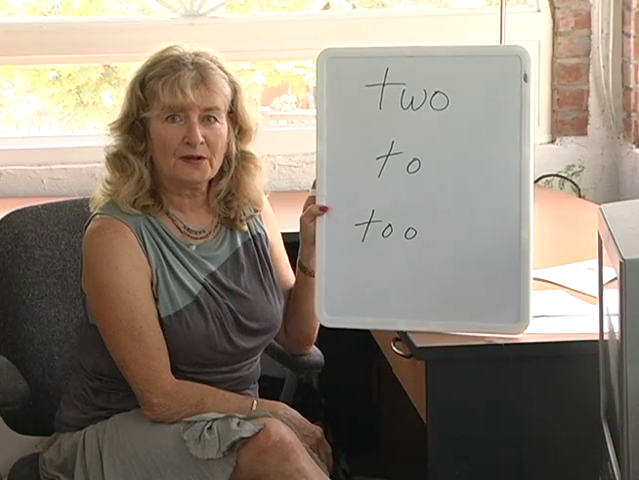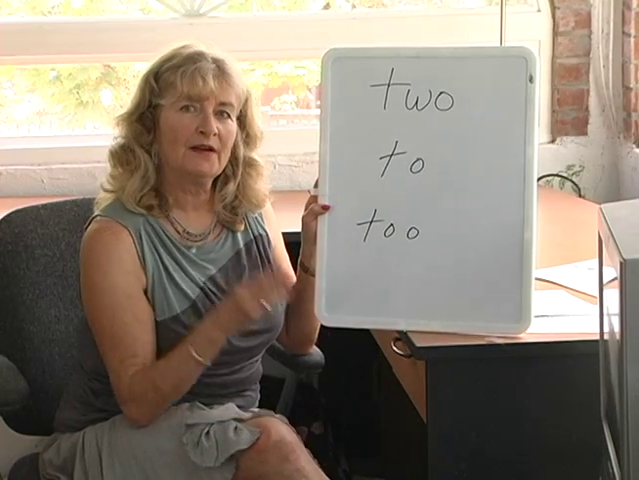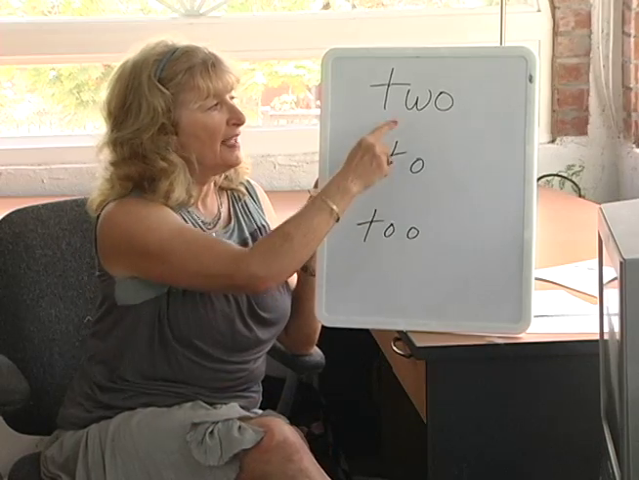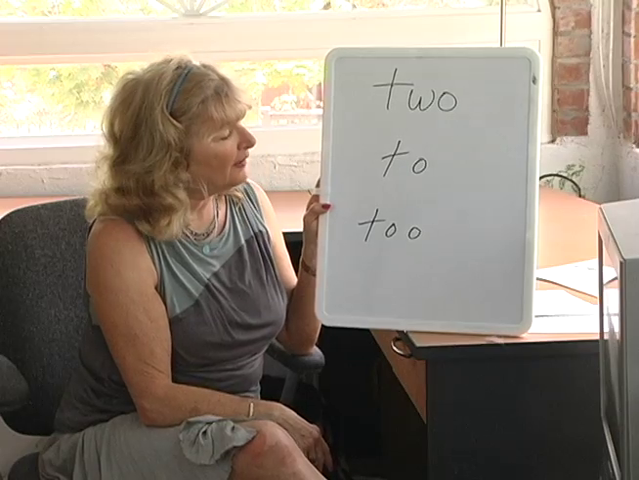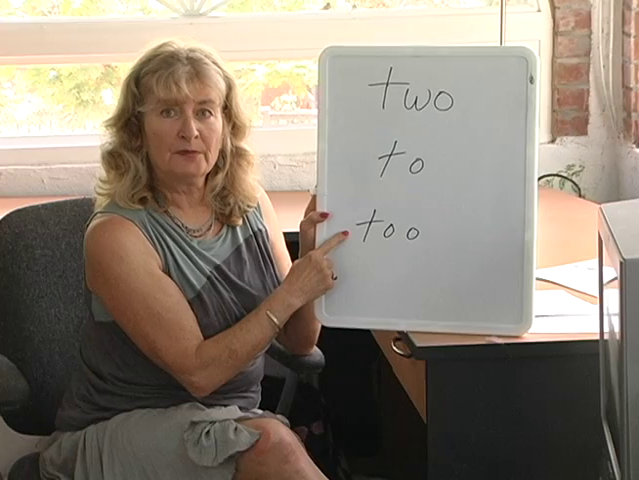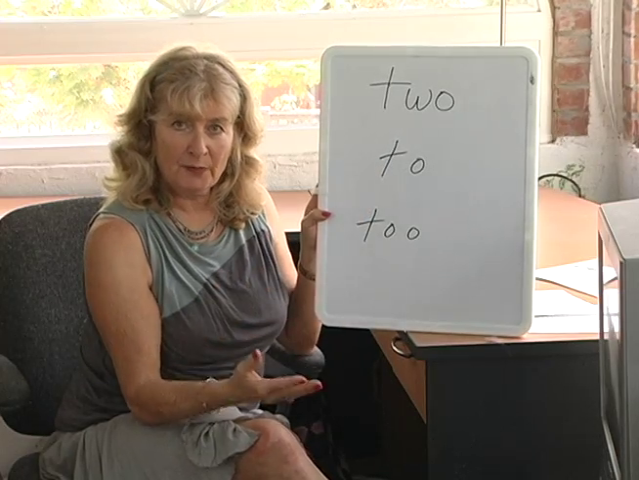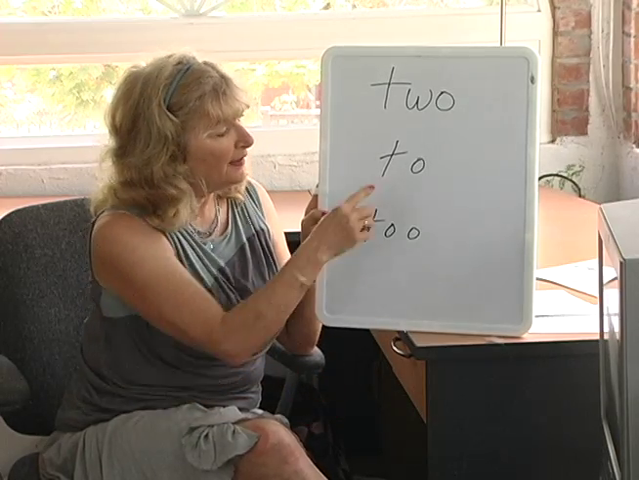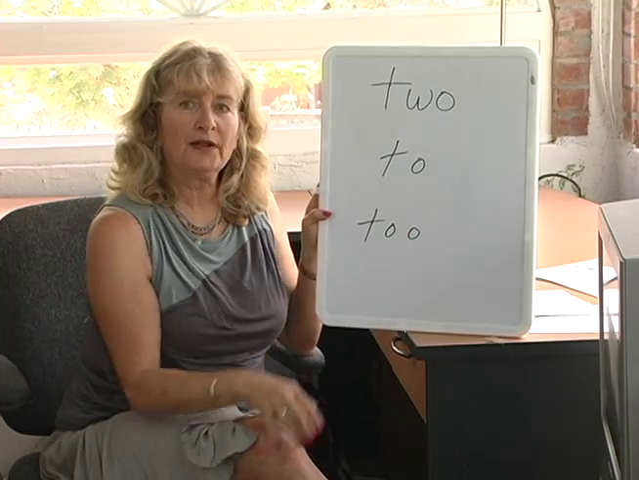Another confusing word for students is the word to. As you can see on the board, there are 3 different ways to spell the word to. My experience is that nobody has a problem spelling the number 2, T-W-O. However, when you get to the preposition and the adverb, people do have problems. When you use a preposition like to the bank, he gave it to me, I'm going to the store, that's a preposition. It's a little word that starts a phrase that has only one O.